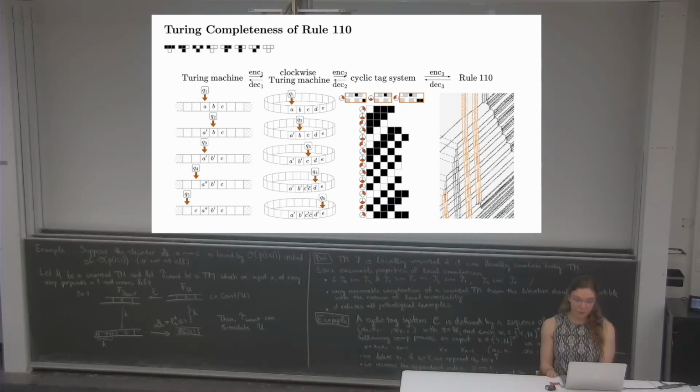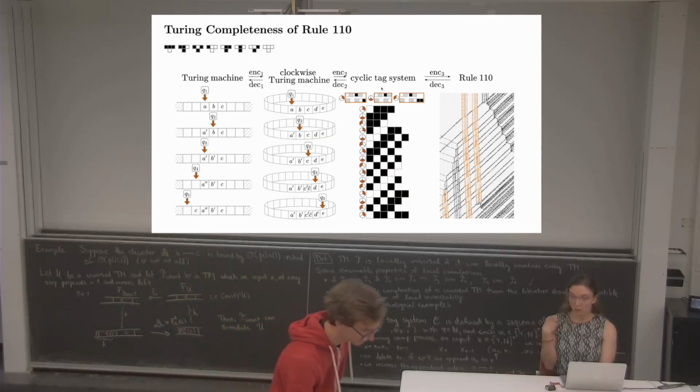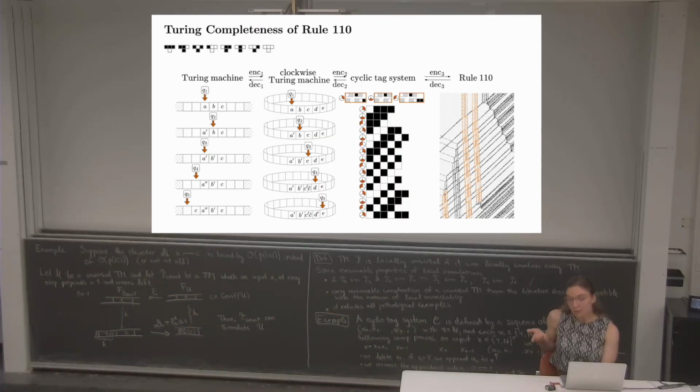Because the process is quite elaborate, and it starts by reducing an arbitrary Turing machine to a binary Turing machine, then reducing that binary Turing machine to a clockwise Turing machine, which is something you will do in the exercises. Then it is to reduce the clockwise Turing machine to a cyclic tag system. And lastly, you show that Rule 110 can simulate a particular class of cyclic tag systems, which also includes a locally universal cyclic tag system.